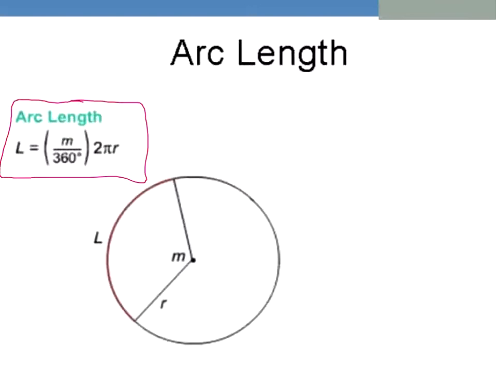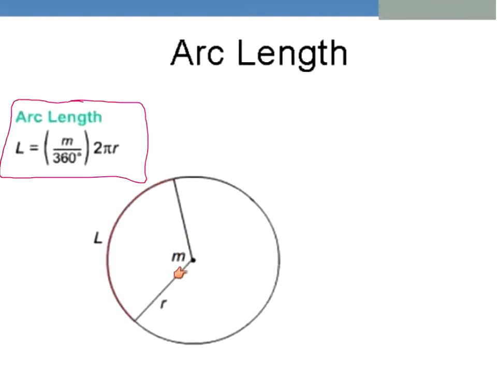Okay, so what's the difference between a measure of an angle and the length? Well, the measure of the angle is a degree. Length is a distance. Length would be if I set a string on the edge of this circle, how long is my string?